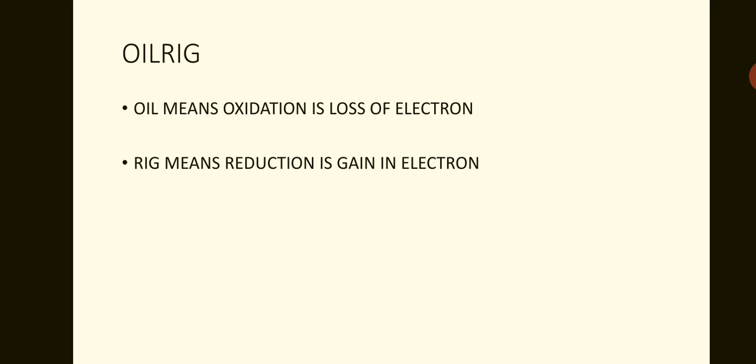A redox reaction includes two reactions, oxidation and reduction. In short, you can remember redox reaction by the term OIL RIG. OIL means oxidation is loss of electrons during a chemical reaction, and RIG means reduction is gain of electrons. So we'll see how this happens in the Daniell cell.